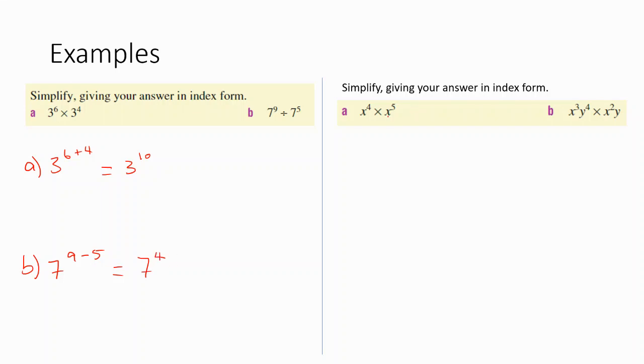In this case, we've got a similar thing to our first example. However, we've got variables instead of numbers as the bases. So x to the power of 4 plus 5 is equal to x to the power of 9. And here, the one thing we need to consider is that we can only add the indices when the bases are the same. So we're going to treat the x bases and the y bases as 2 separate objects. So x to the power of 3 plus 2, y to the power of 4 plus 1. What we end up with is x to the power of 5, y to the power of 5.